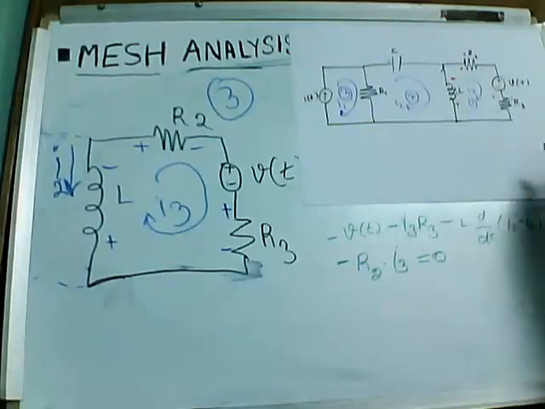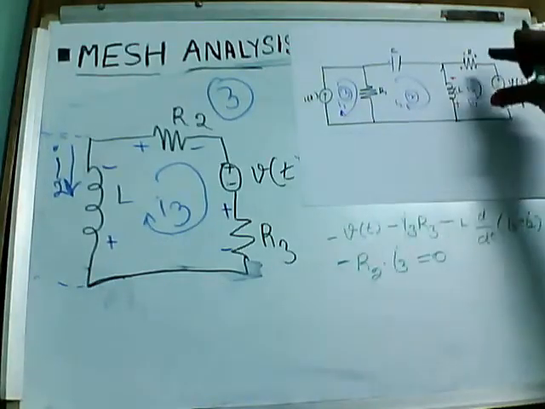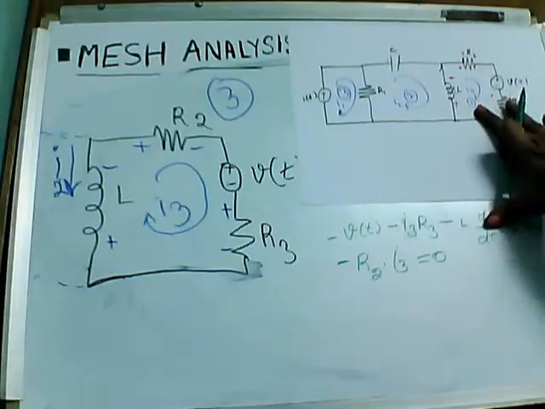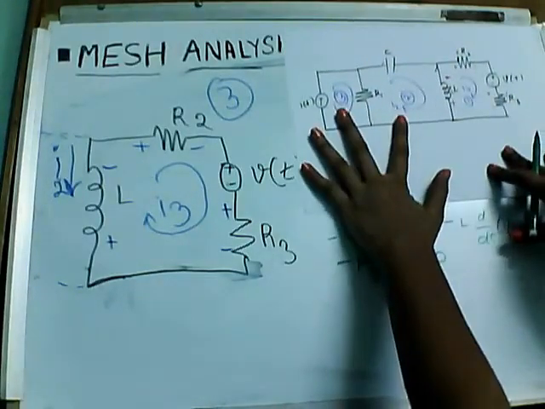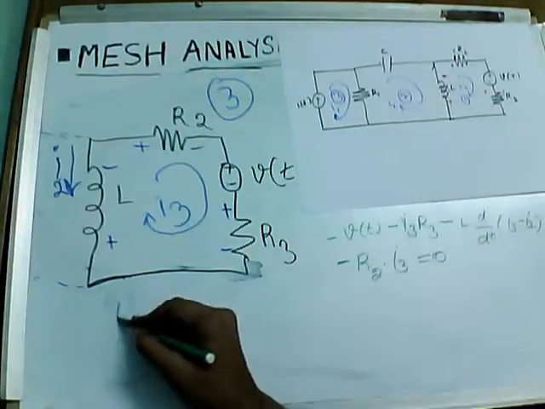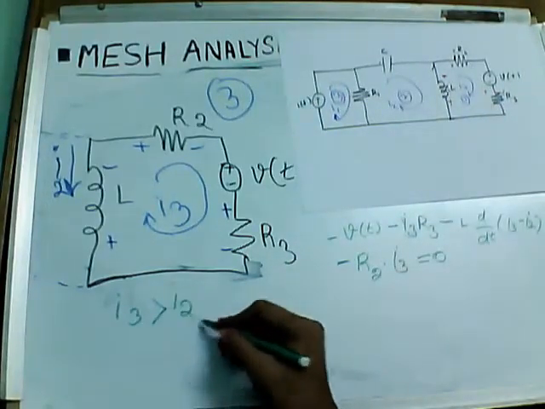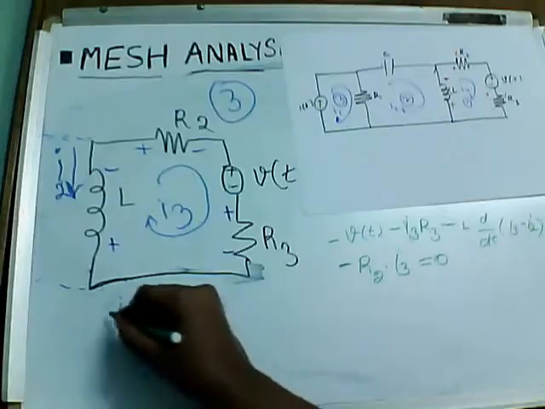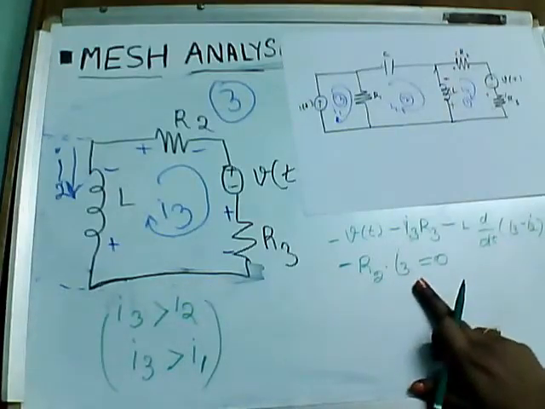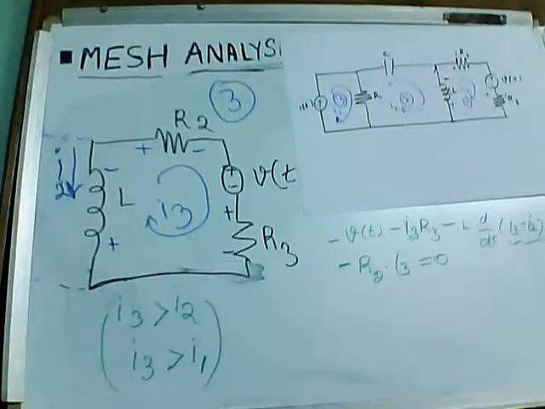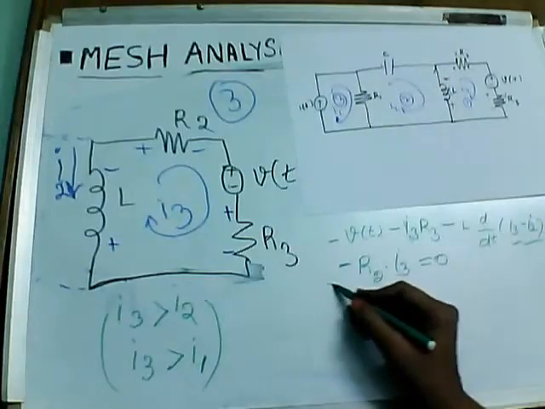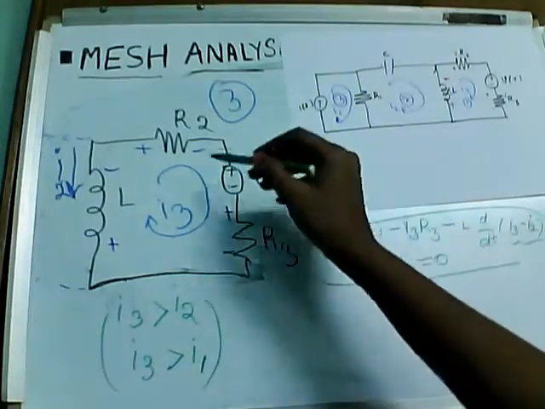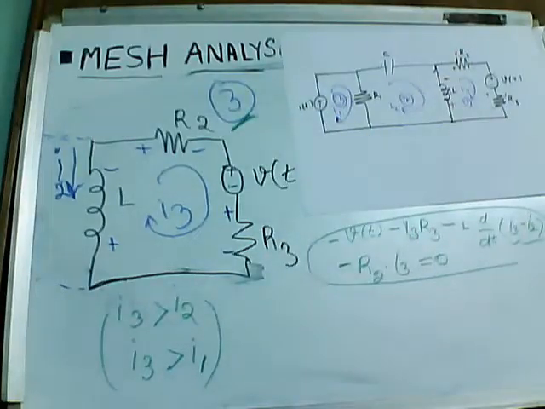Another consideration here: in mesh 3, the I3 current is greater than the other two currents. So what we have to write? I3 is greater than I2, I3 is greater than I1. This is the condition. So we are getting this type of relationship. Okay, this is the mesh equation of the third mesh. Next, let us move to mesh 2.